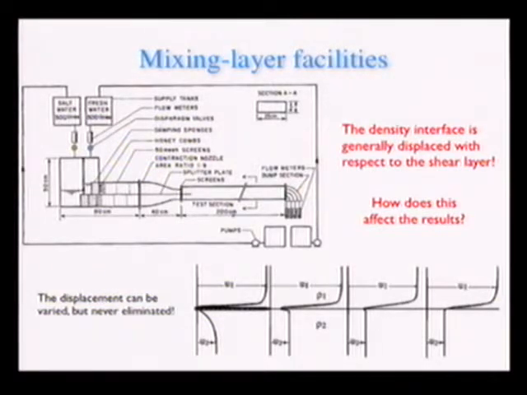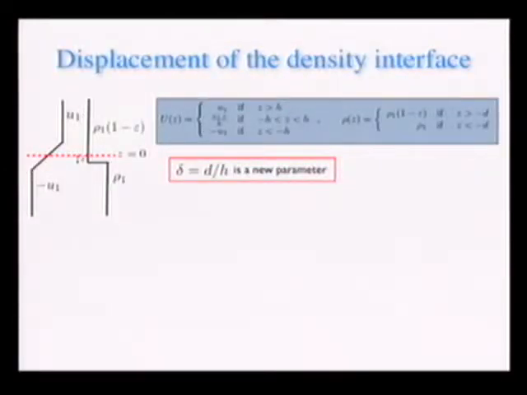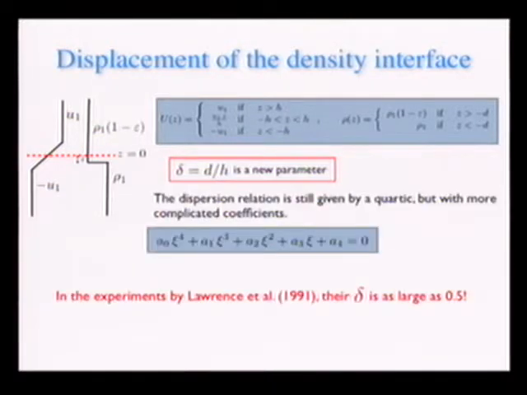So they see that the density interface is generally displaced with respect to the shear layer. Okay? And they pointed out that maybe this could affect the results. So we need a different model. It's very easy to change the model. Instead of putting the density interface at z equals 0, just bring it down a little bit by a small distance, d. So we'll have a new parameter, delta, d over h, where h is this height here. We do exactly the same, and just look at the stability diagram and see how things change.